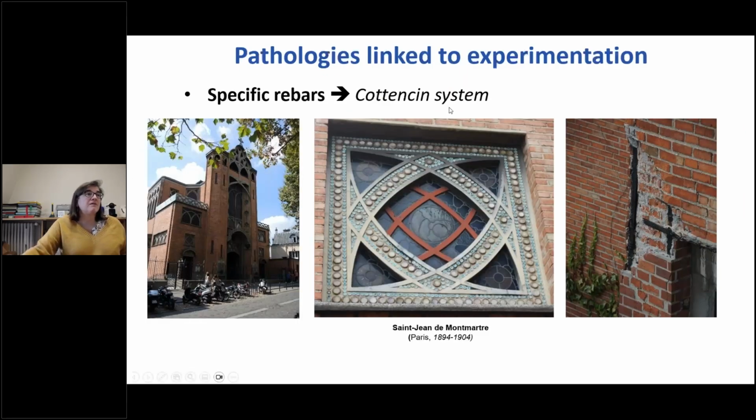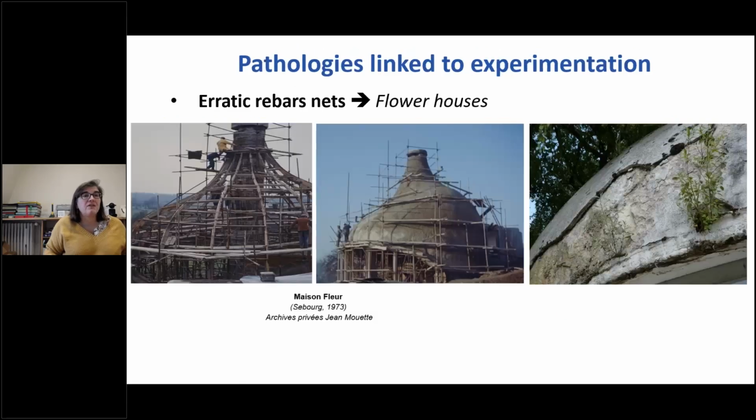We also have the Cotensin system, where you have rebars that are in the bricks and which are filled with cement, and you can see the result of the corrosion of the rebars, which is quite a problem to restore. And then the flower house we've seen earlier, you can see here pictures from the construction, and here the decays that we have nowadays.